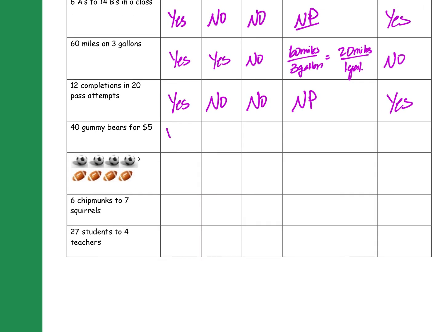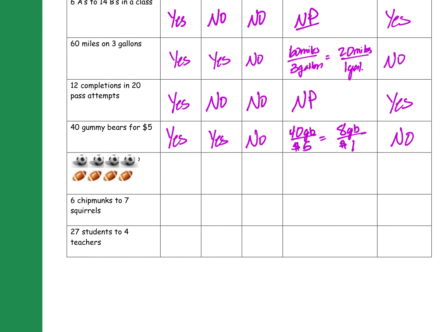Okay, 4 gummy bears for $5. Is it a ratio? Of course it is. Is it a rate? Yes. Is it a unit rate? No. So I have 40 gummy bears for $5. And that would be 8 gummy bears for $1, which I think is a ripoff. Can it be converted to a fraction? No, cannot be.